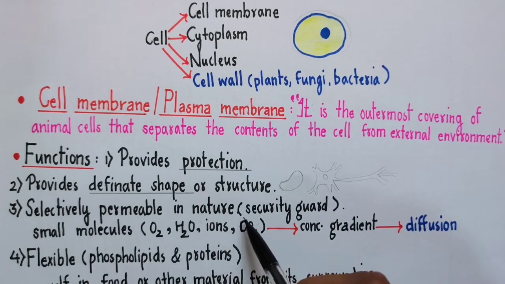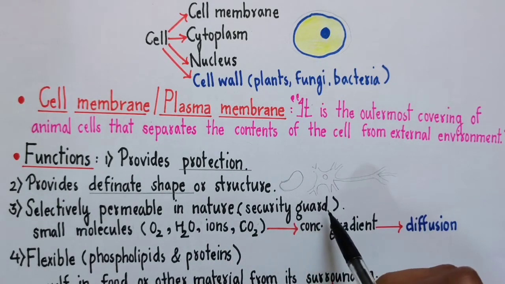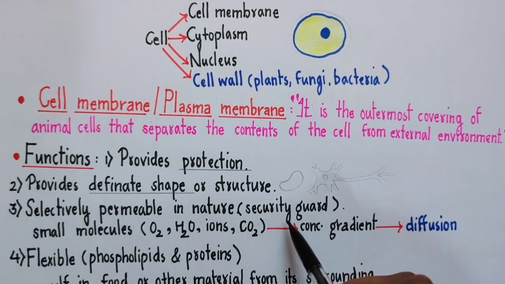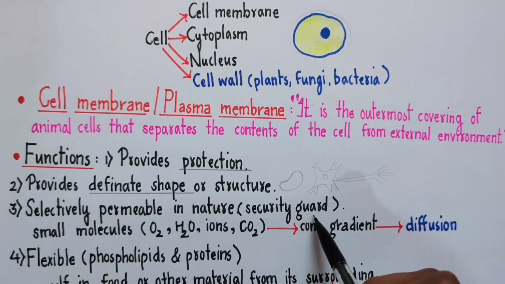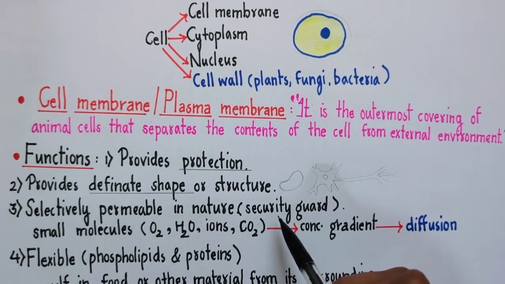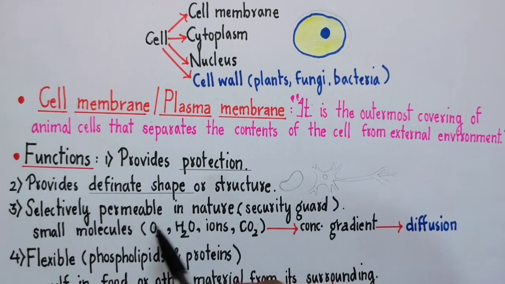So in a way it is functioning like our school security guard, right? He selectively allows the students and the teachers of our school to enter and to go out only at a particular time. So even our plasma membrane does the same thing but with molecules. Small molecules like oxygen, water, certain ions and carbon dioxide can move in and out of the cell along the concentration gradient by a simple process of diffusion.